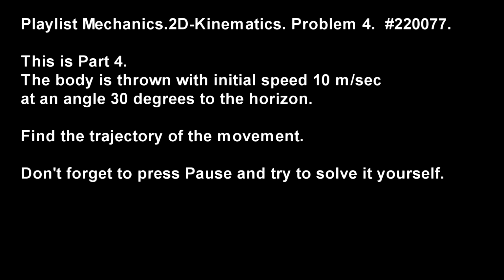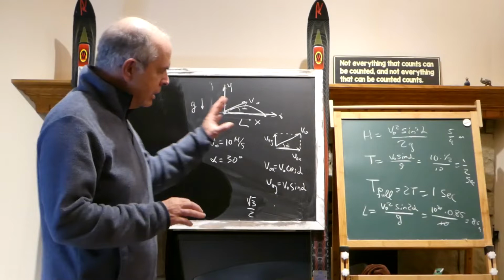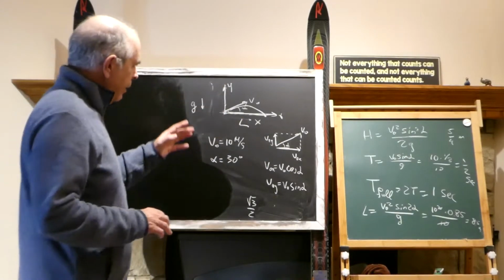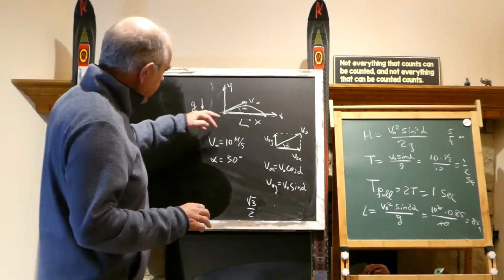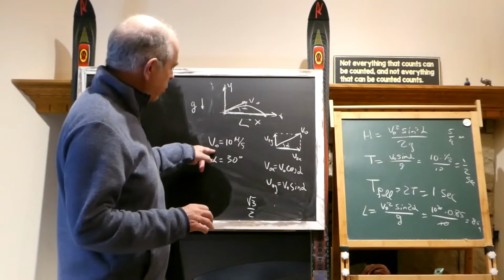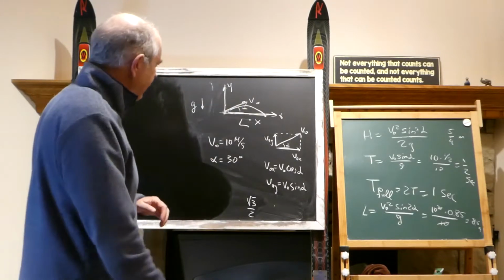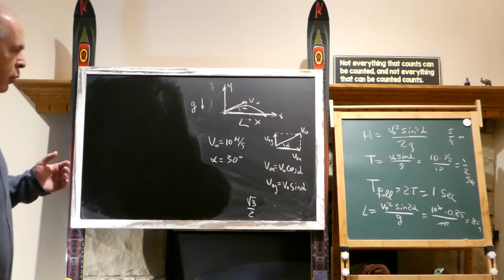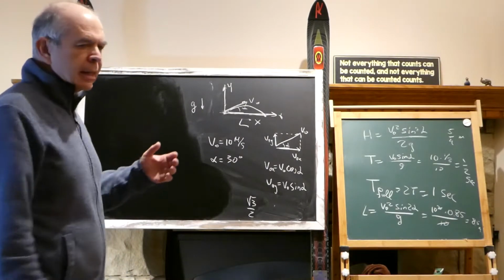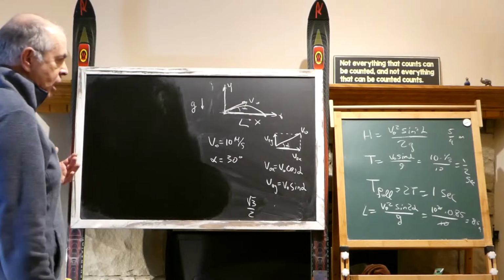So here is a problem. As always, read it, maybe once, maybe twice, and then pause the video and try to solve it yourself. Another installation about this body, ball, rock, cannonball, whatever, that has been thrown with initial speed v0 under the angle alpha and it travels, and this time they ask us to find the trajectory.